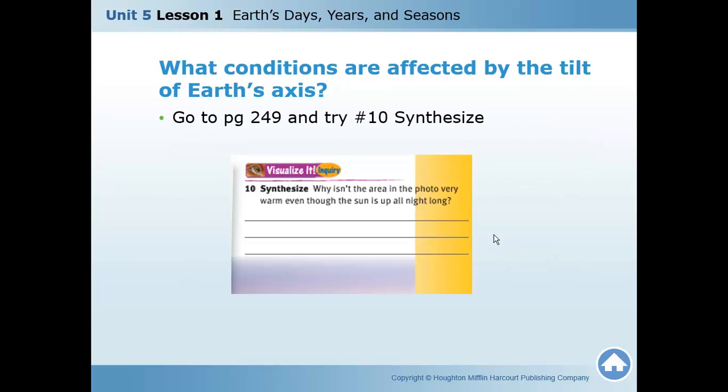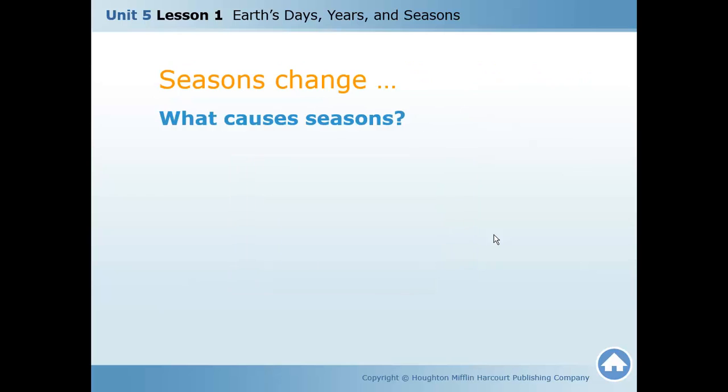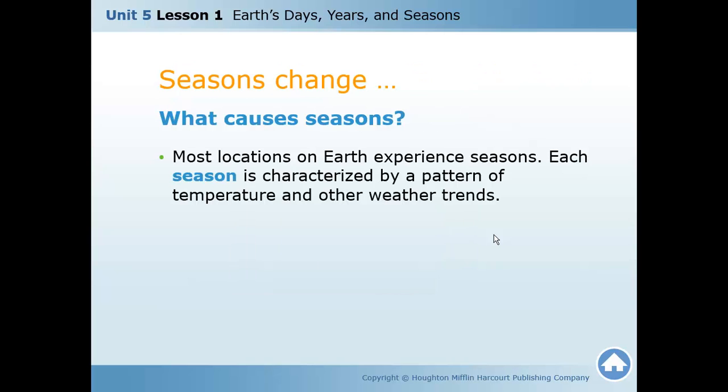Okay, look at number 10 on page 249. Try this. Synthesize. Why isn't the area of the photo very warm, even though the sun is up all night long? All right, let's talk about seasons.